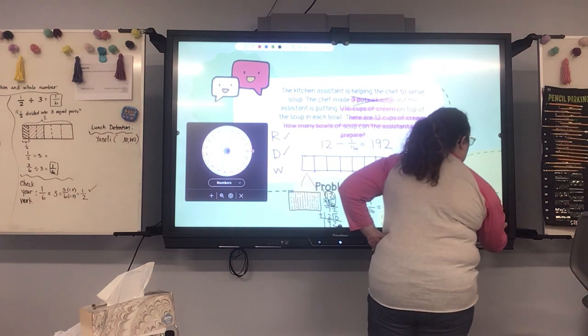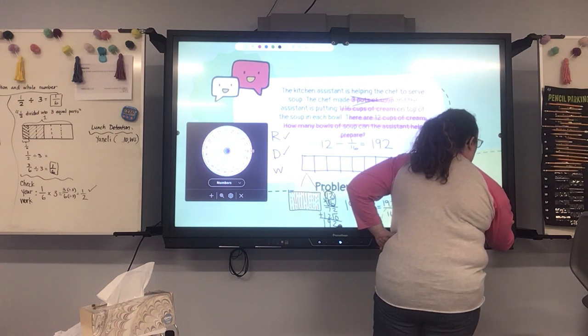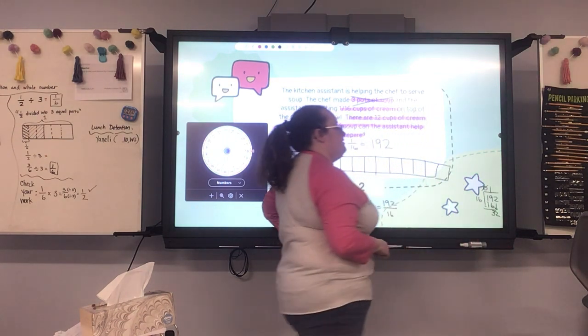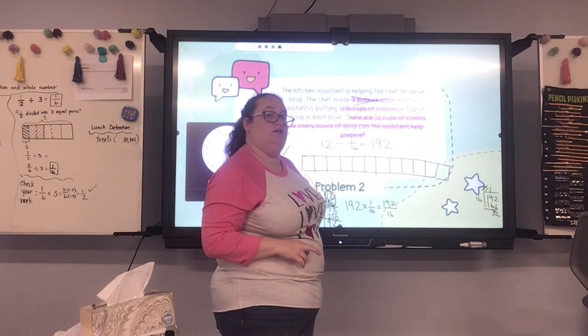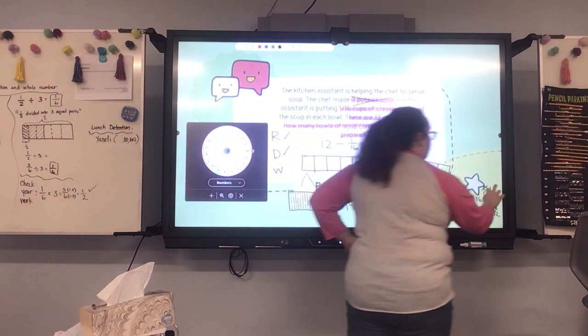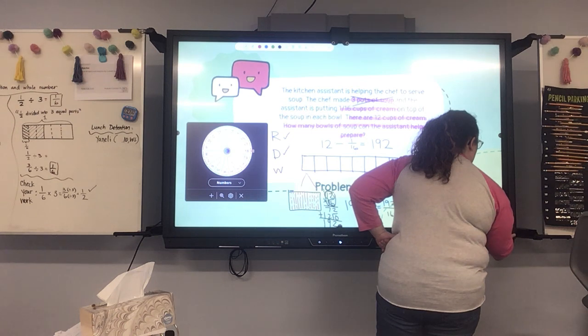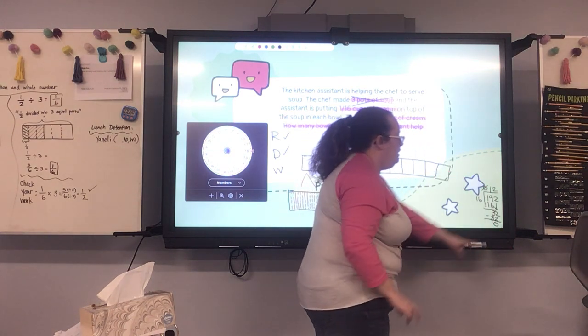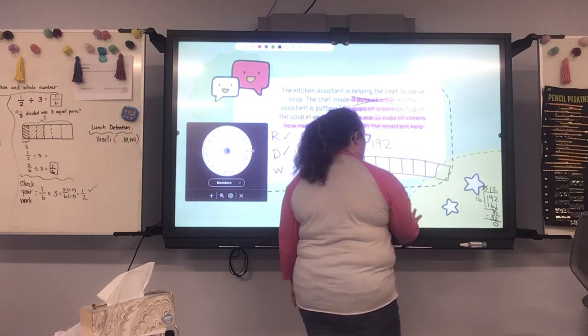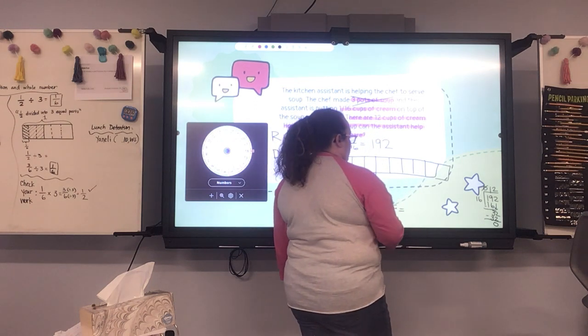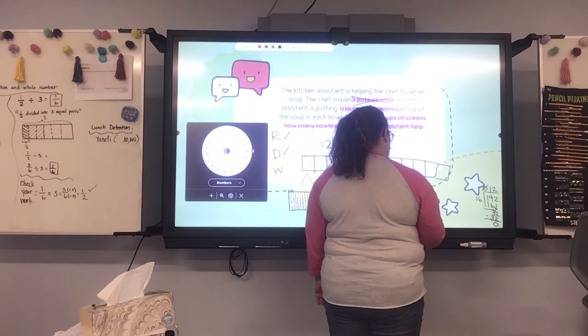19 minus 16 is 3. Bring down the 2. How many times can 16 go into 32? 2. 16 times 2 is 32. 32 minus 32 is 0. Since I have 0 as my remainder, I know that it's a whole number. So 192 over 16 is equal to 12 wholes.